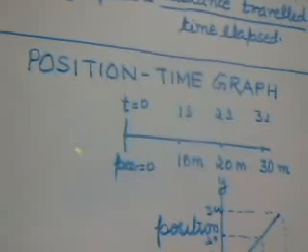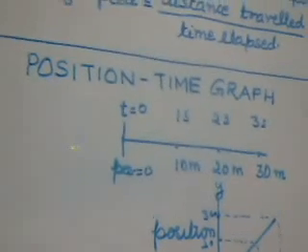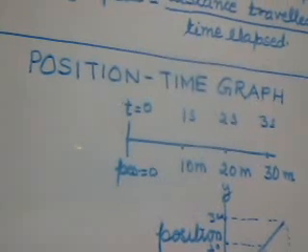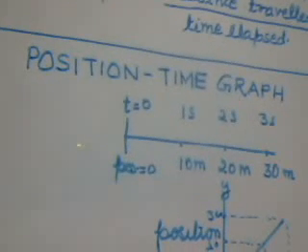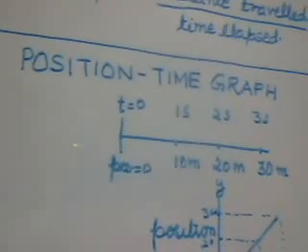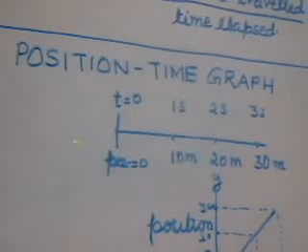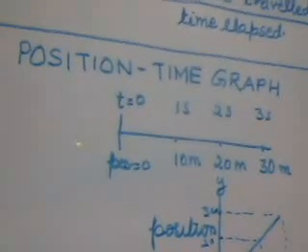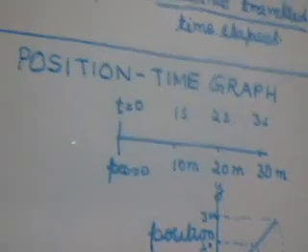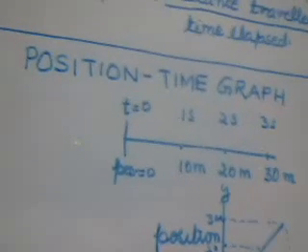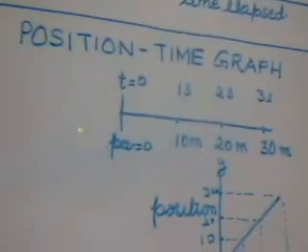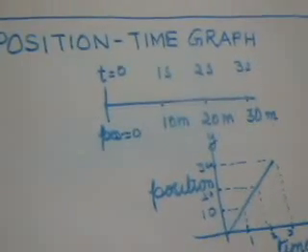Now we move on to introduce basic graph functions. First we take the position time graph. In the ICSE syllabus there are various graphs which are required to be understood, such as position time graph, velocity time graph and acceleration time graph, and various methods to deduce velocity and acceleration from the graph. I here introduce a very simple position time graph and basic understanding.